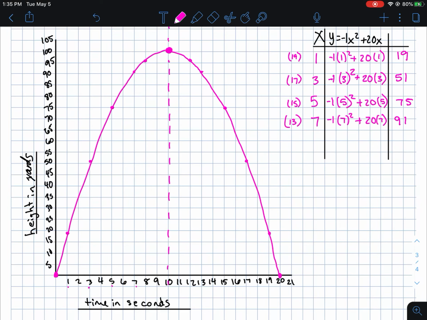It'll take about 20 seconds to hit the ground. Remember, with a golf ball, though, it continues bouncing, so it's almost like it goes choo, choo, choo, and it keeps going. You don't need to do that part with the parabola, though.